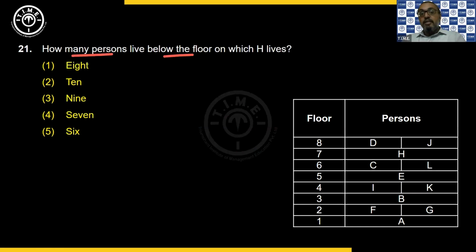And then how many persons live below the floor on which H lives? So how many persons he says below H? So you have 1, 2, 3, 4, 5, 6, 7, 8, 9. So yeah. Correct. 9 is your answer. Third option. Yes.